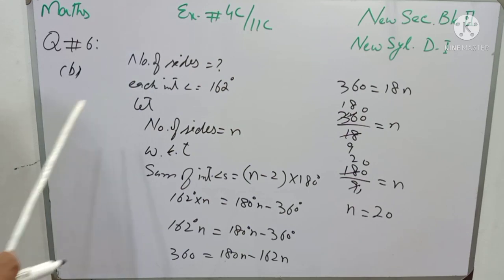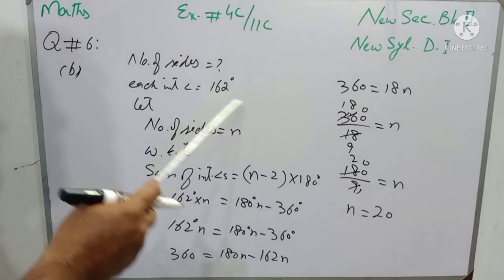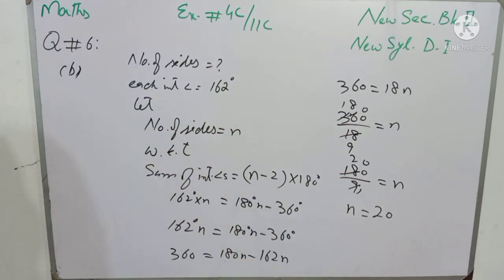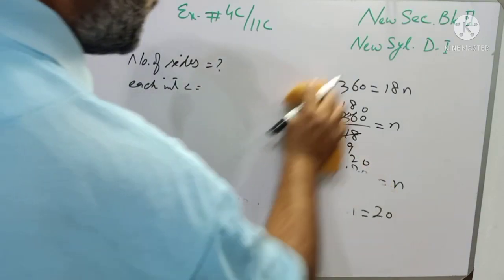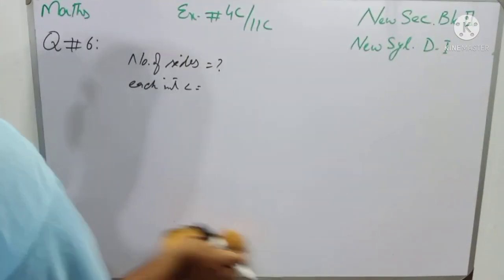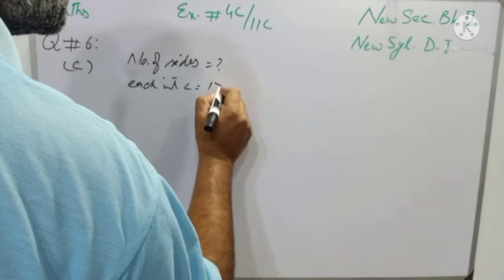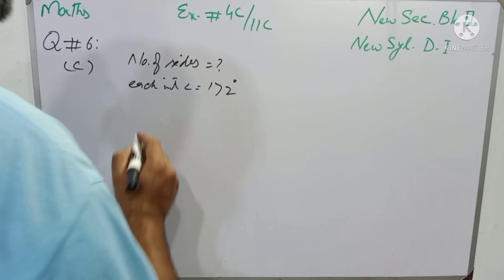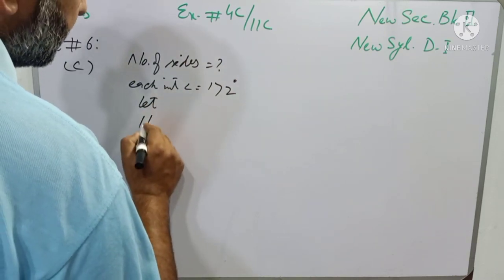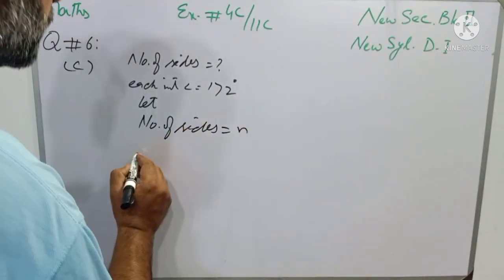So students, if the interior angle of a regular polygon is 162 each, then the number of sides will be 20. And now students, I am going to solve C part, and in C part each interior angle is 172 degrees, and the same formula is applied here when we have to find the number of sides when each interior angle is 172 degrees. So students, again we will suppose that the number of sides is equal to n. Let the number of sides be equal to n, and the same formula will be applied.